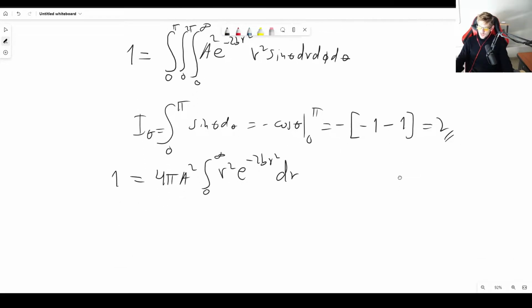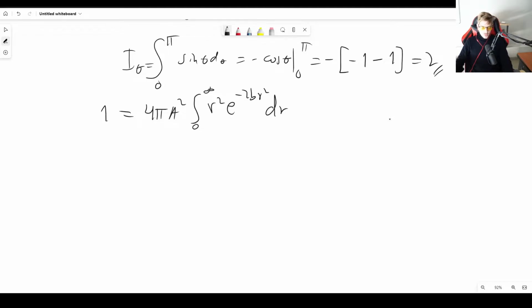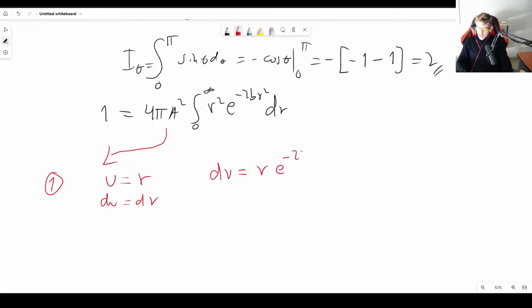Now there are of course several ways to integrate this. I'm going to show you two different ways. So method 1 is going to be integration by parts. The easiest way to do this, and in fact the best way, I think, is to just say u is going to be r, and thus du will be dr, and dv is going to be r e to the minus 2b r squared dr.